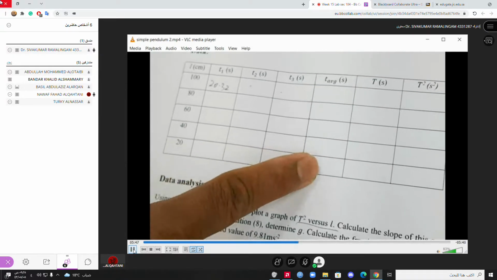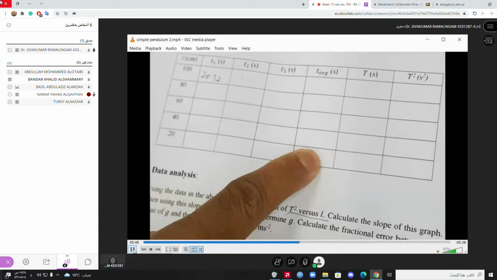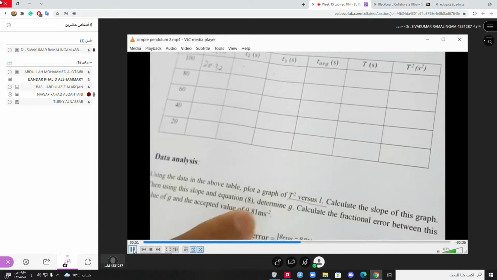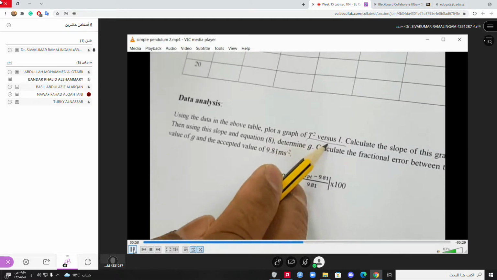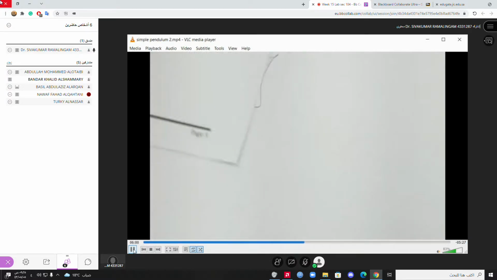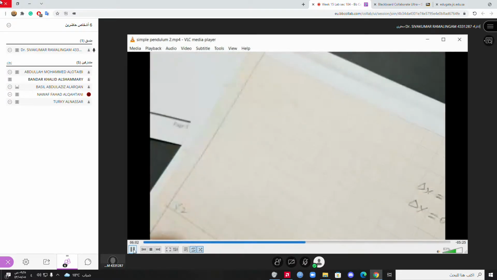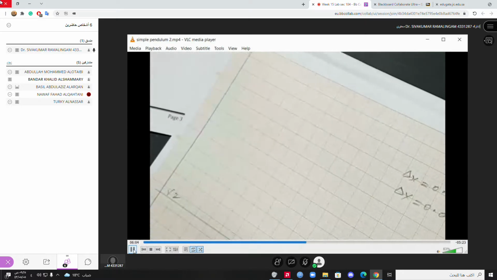We are going to plot the graph between T square and L. T square should go to the y-axis. The L should go to the x-axis. I'm talking about the total number. Now let me come to this graph.